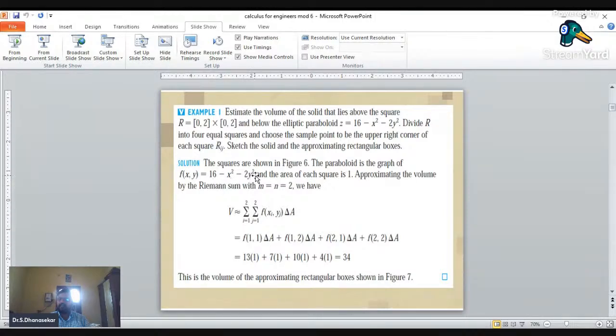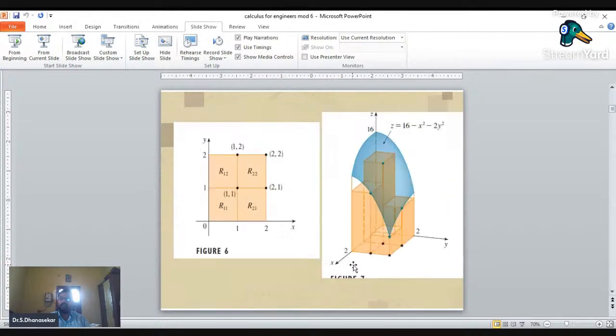16 minus 1 minus 2. So you will get 13 plus 7 plus 10 plus 4, 34. But this is not equal to your double integral. If you see it in the software, you are dividing this into four squares like this.